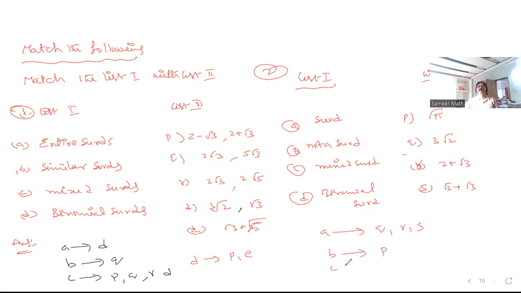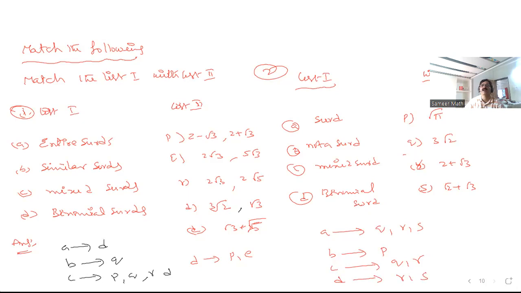So the next one is C, mixed surd. What are the mixed surds? That means Q and R are mixed surds. Come down to the next one, D. What are the binomial surds? R and S are binomial surds. Like this, we did it now.